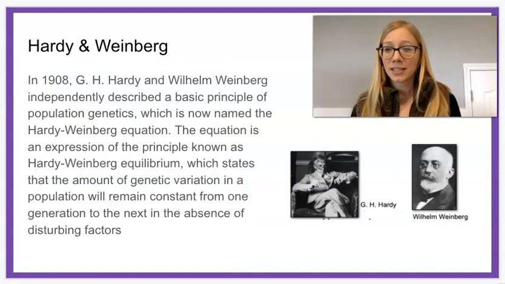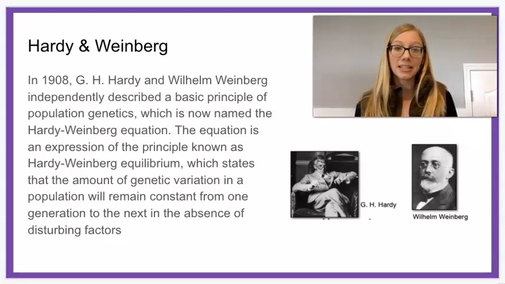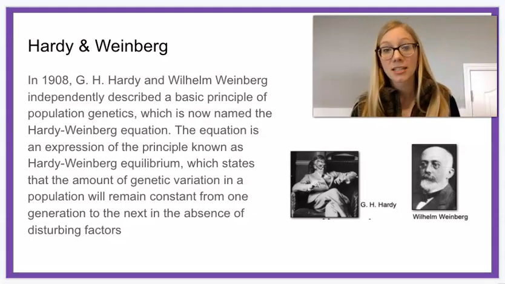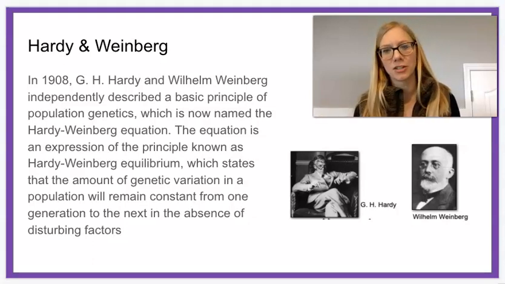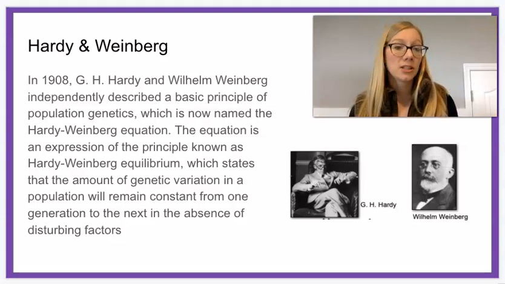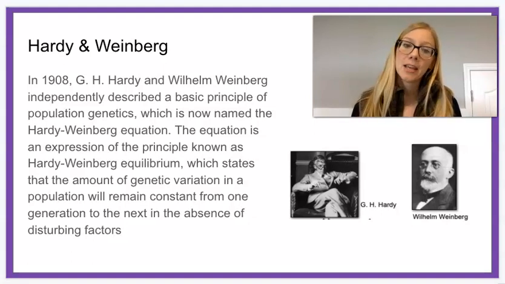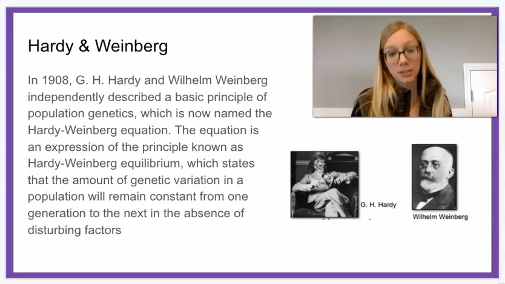This first part is just to give you a little bit of background. Where does it come from? Well, it comes from Hardy and Weinberg, who independently were describing the principle of basic population genetics, which is now named the Hardy-Weinberg equation, or equations actually, right? The equation is an expression of the principle known as the Hardy-Weinberg equilibrium, which states the amount of genetic variation in one population will remain constant from one generation to the next in the absence of disturbing factors.